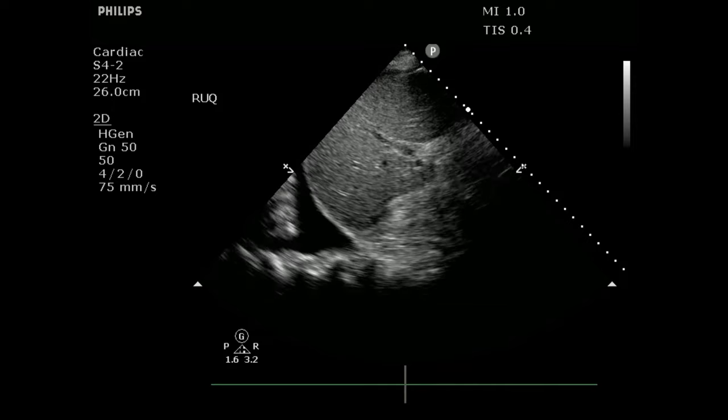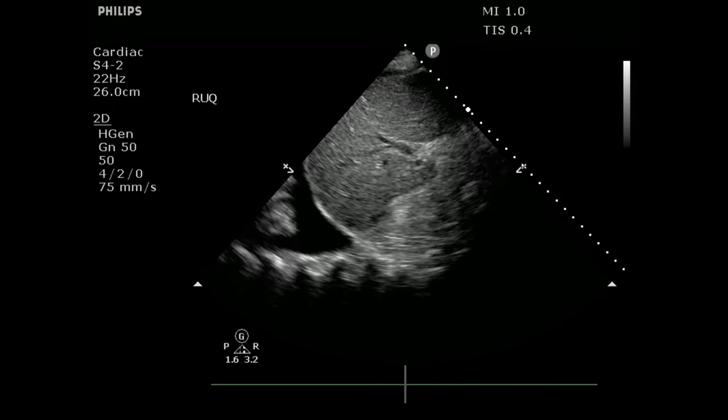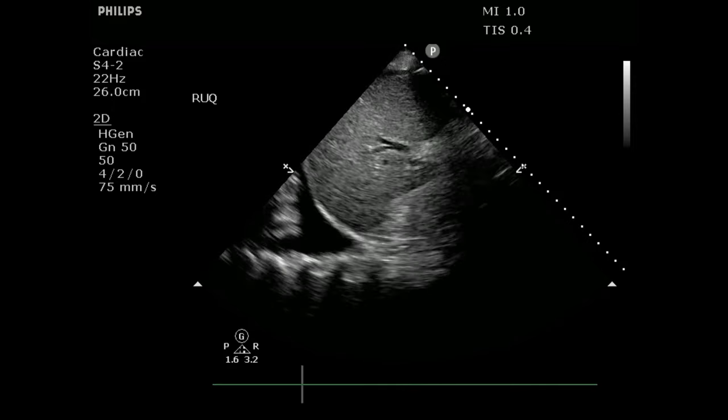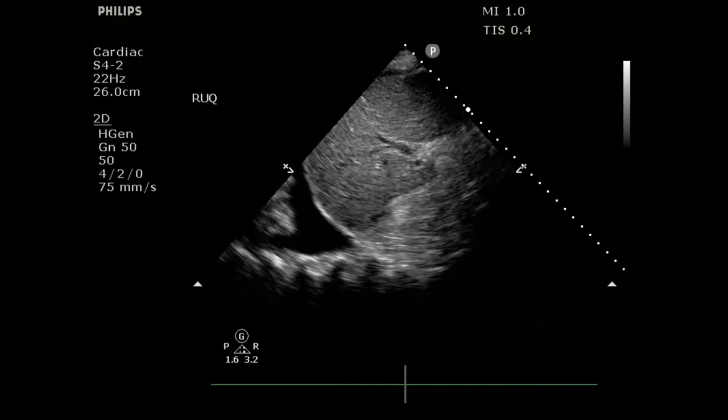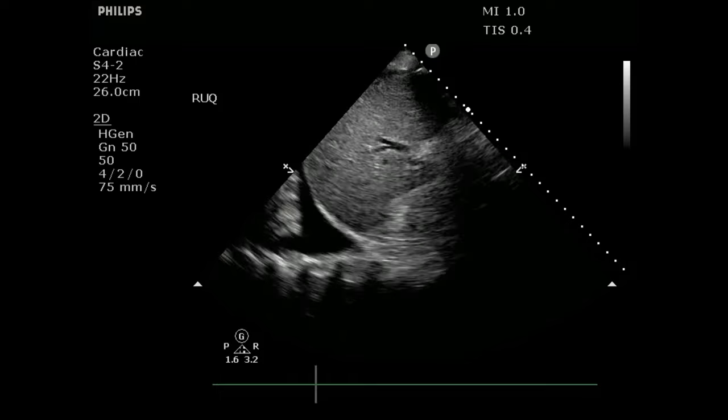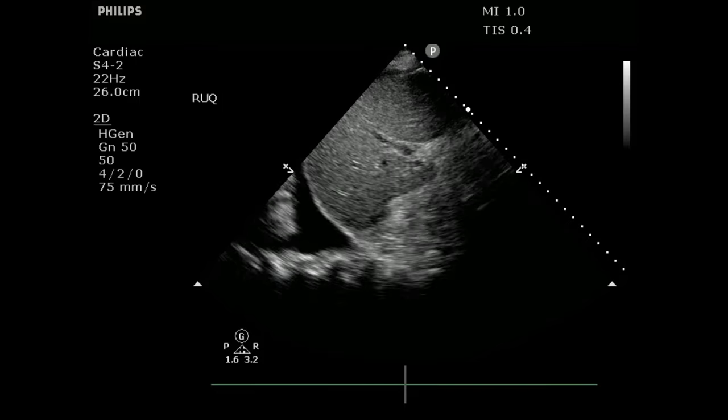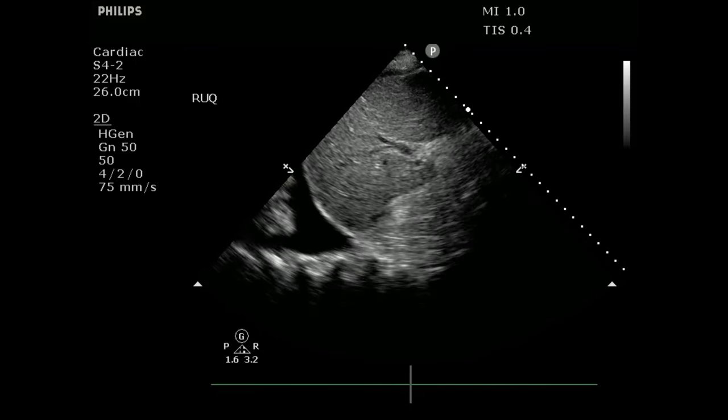And we're going to be able to see that separation with that anechoic fluid and sometimes echogenic fluid around that lung. And we talked all about the five different signs of a pleural effusion last week. But those are the different things, right? The different basic findings that we're looking for in lung ultrasound.